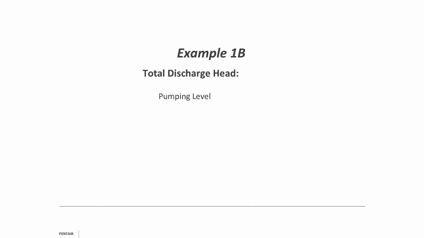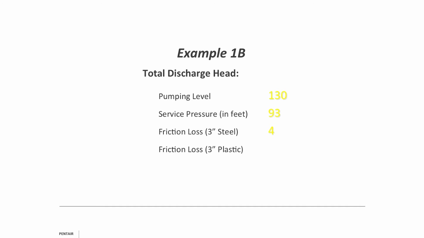Now let's do the math. Our total discharge head is still 130. My service pressure didn't change. I still need 40 psi, so 40 times 2.31 is 93. Remember, always report in feet of head. Friction loss in the steel 3-inch was 4 feet of head. 3-inch in plastic for the friction loss came out to be 5 feet. The friction loss in the 2-inch plastic remained the same at 4, and the friction loss in the 3/4-inch plastic remained at 2. But this time, my total dynamic head was 238.